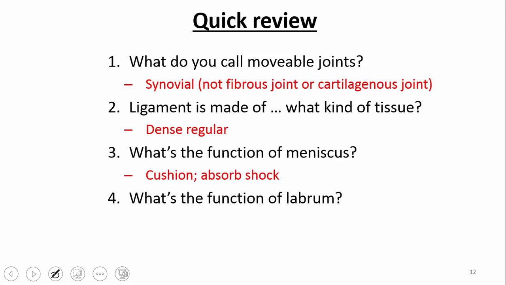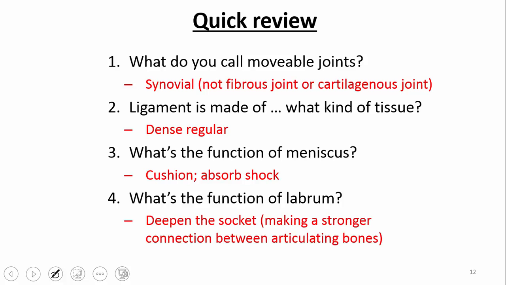Cushion, absorb shock on the joints. And then finally, what's the function of the labrum? The labrum, again, is to help prevent dislocation of joints, right? So that articulating bone that's going into that joint, we want it to stay there.